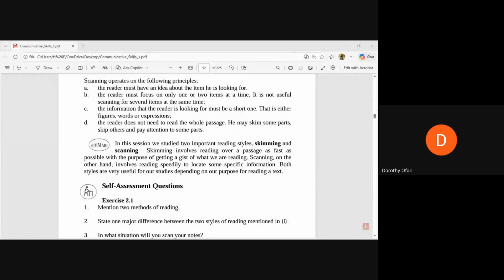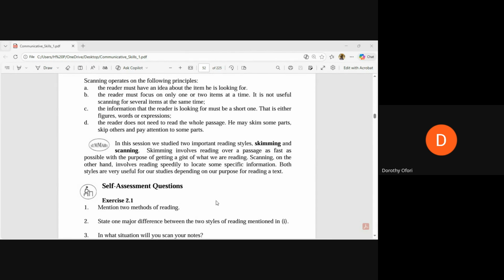Okay, all right. And also when we skim, we sometimes read a text but not into details. Okay, we read it but not into details. We don't pay attention to particular words. But when we scan, we just locate one or two information. All right, okay. Please, any question on skimming and scanning?